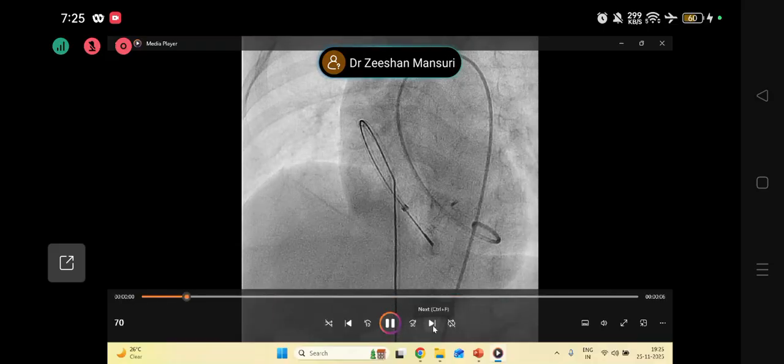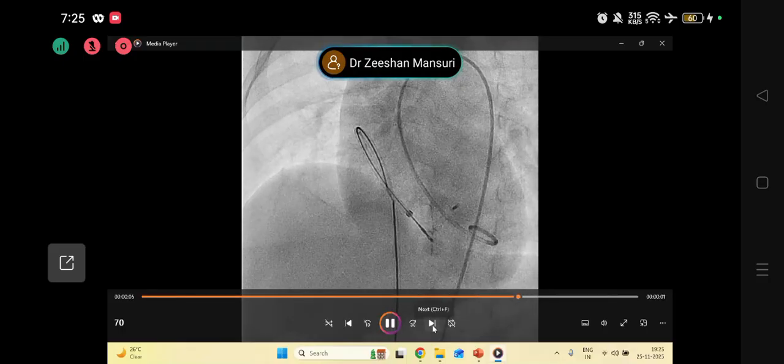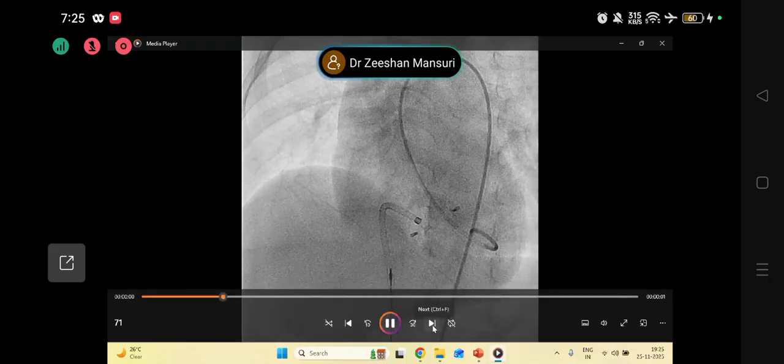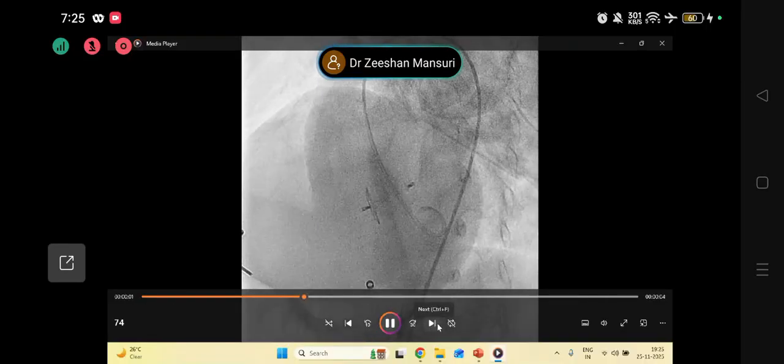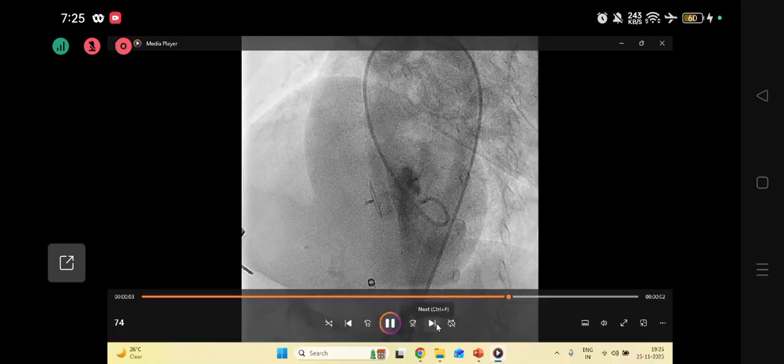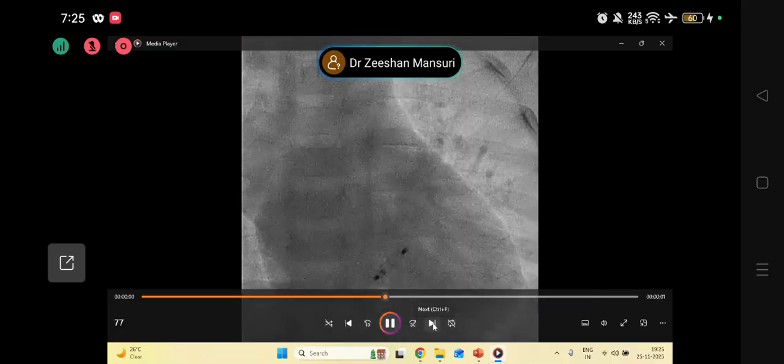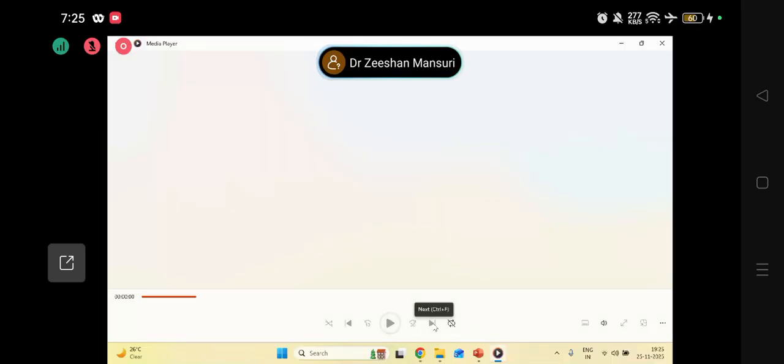And then we are happy with that. We release the device by the counterclockwise motion of the cable. Then we take it out. And then we do a final angiogram just to see the defect has been closed. And this is how the device looks on the floor.